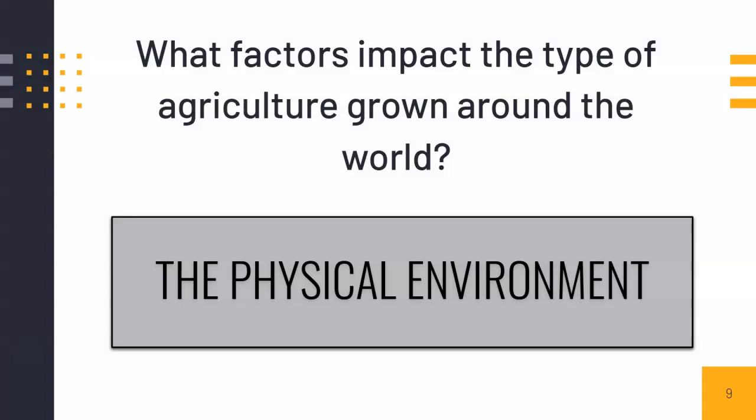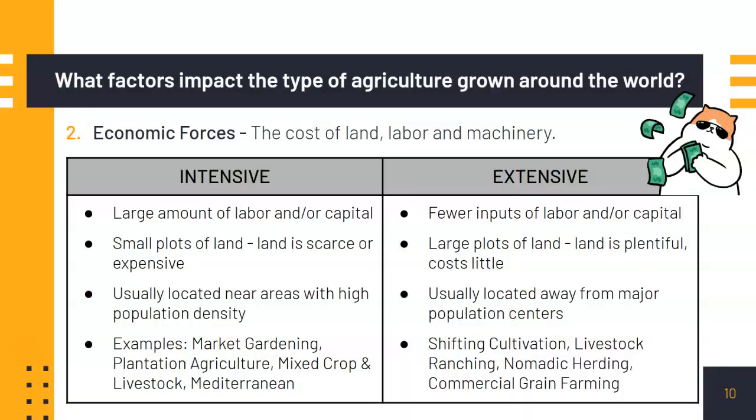Among the factors that impact the type of agriculture grown around the world, the physical environment is a huge one. But the type of agriculture practiced in a region is often shaped also by economic forces, including the cost of land, labor, and machinery. These factors determine whether farming is conducted intensively or extensively, each with distinct characteristics and examples.